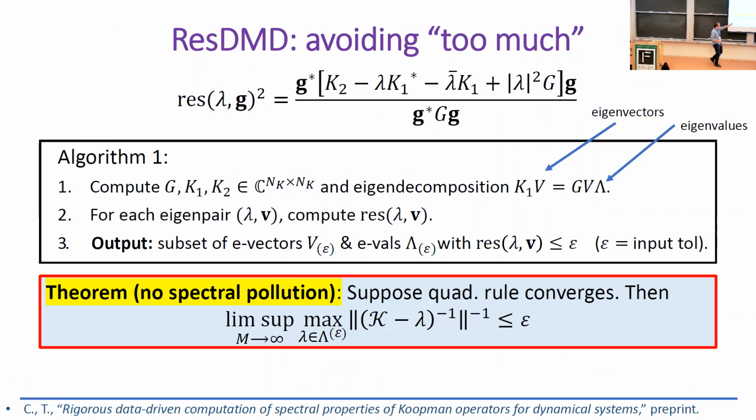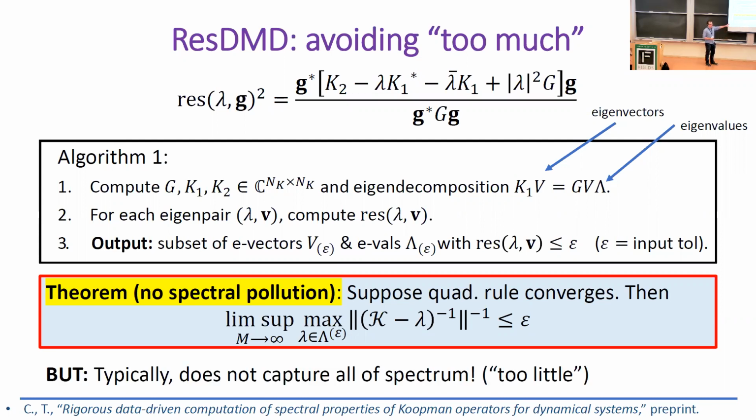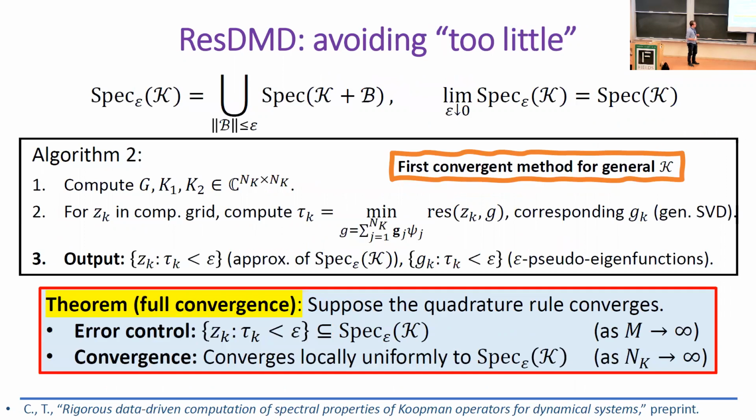Great. Okay. So you've got a way of dealing with spectral pollution, but you're not guaranteed to approximate all of the spectrum. That's because the eigenvalues in this decomposition need not approximate all of the spectrum of the Koopman operator. It's very easy to construct examples with shift operators where this would fail. So we still have the problem of too little. How do we actually capture all of the spectrum? We're going to have to go beyond just taking eigenvalues of this DMD approximation. So that's where pseudospectra come in.